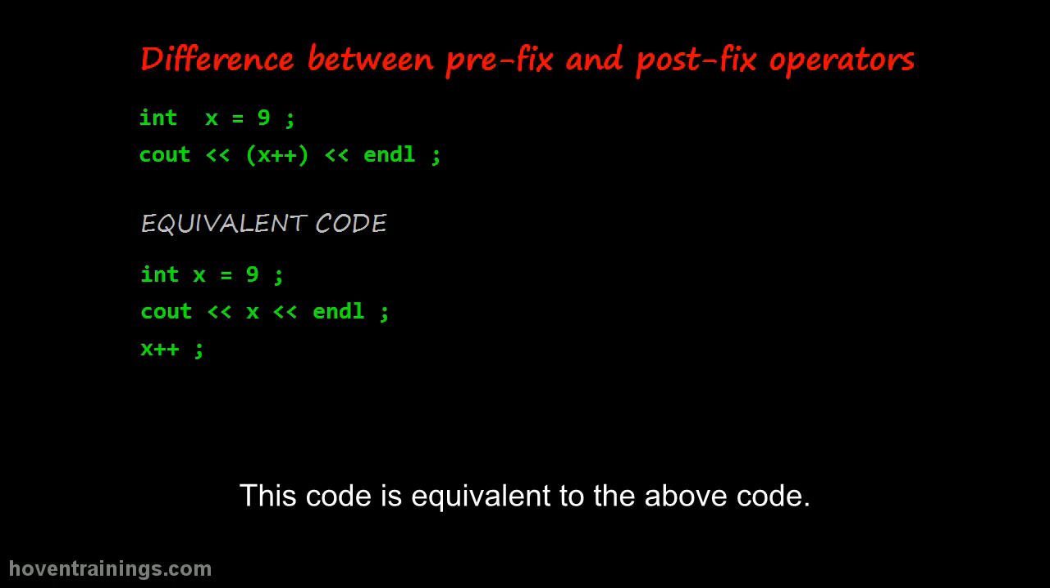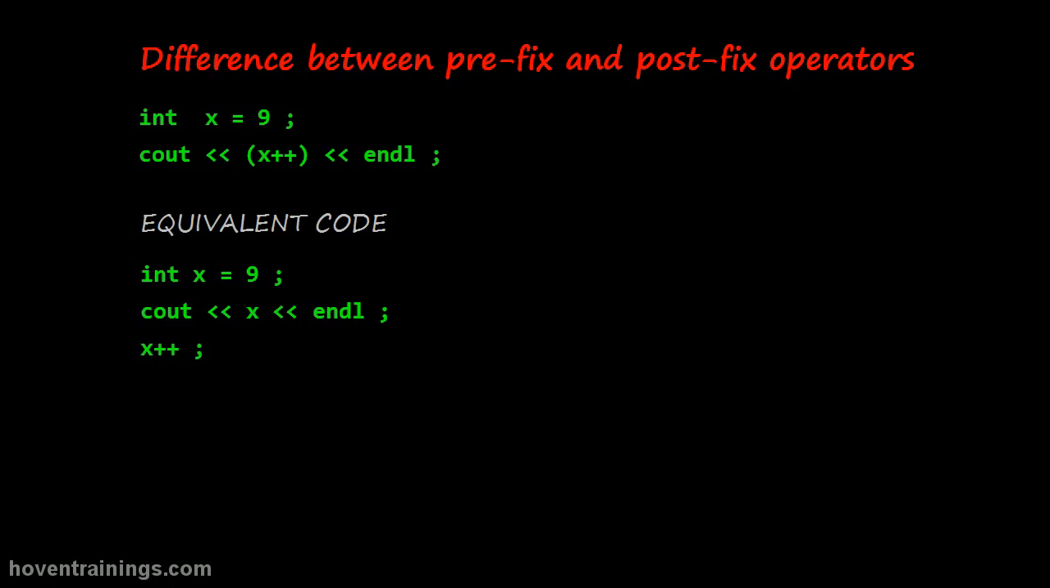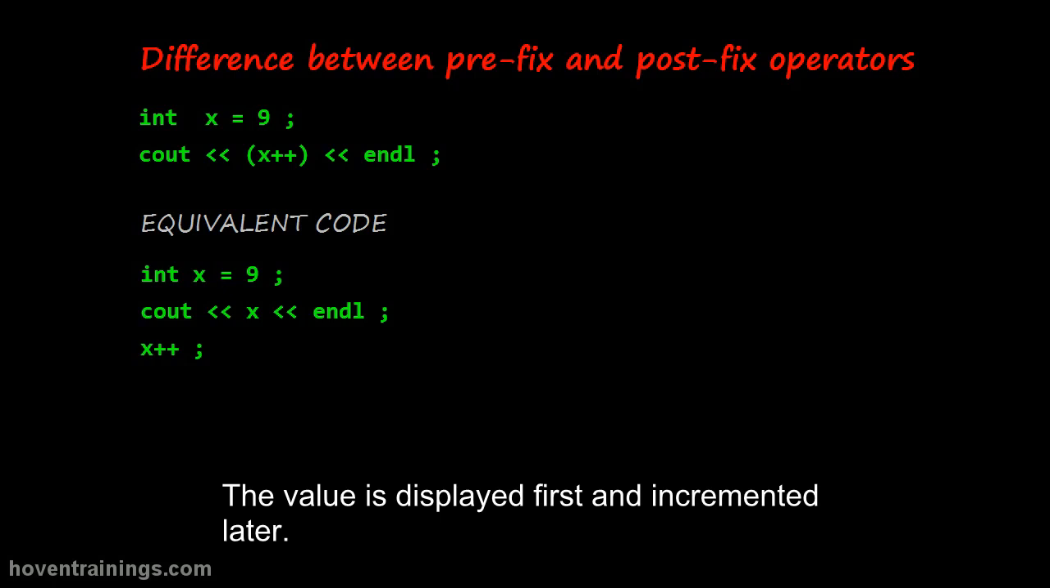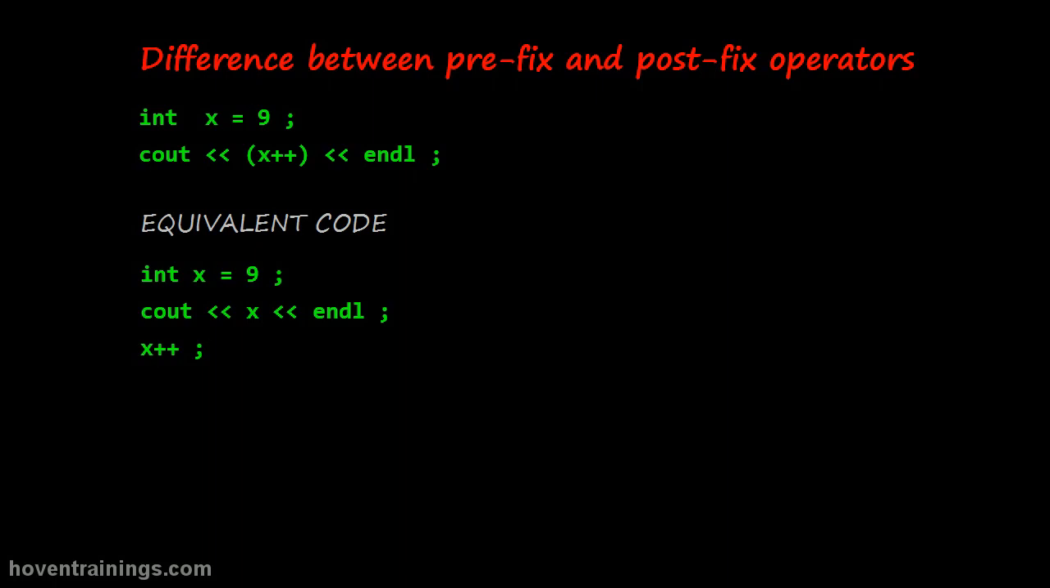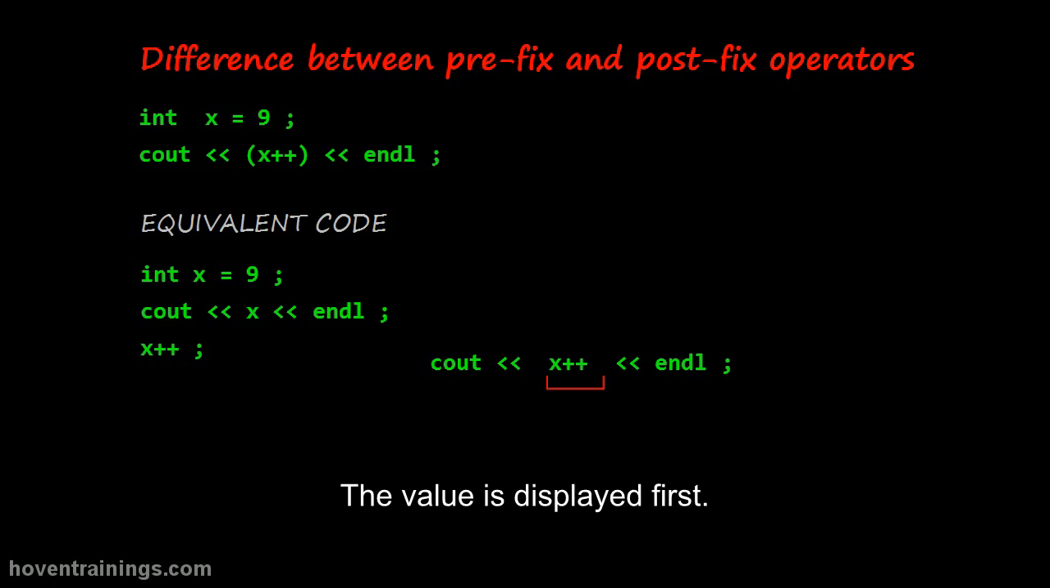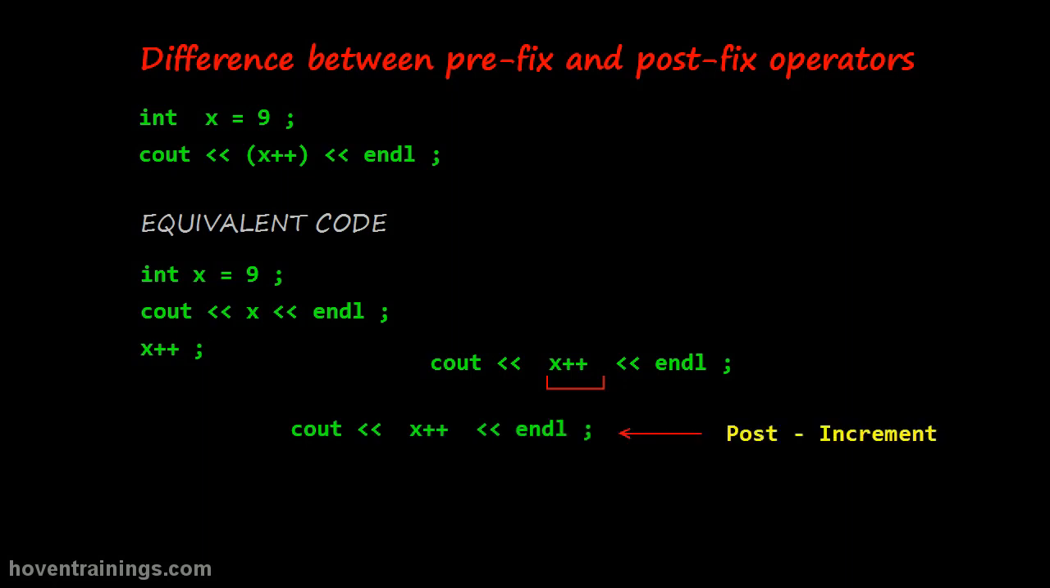This code is equivalent to the above code. The value is displayed first and incremented later. The value is displayed first. Then it is incremented. The post increment displays x first. After that it increments x.